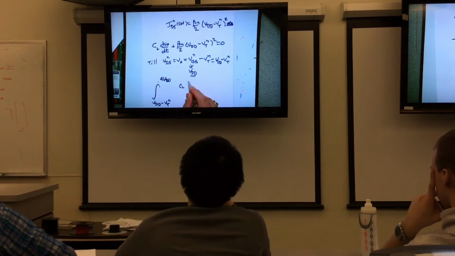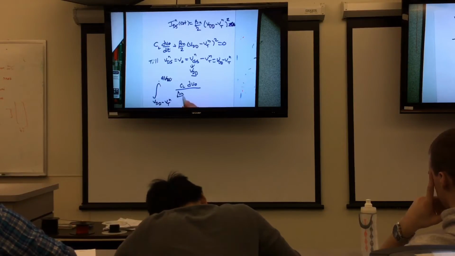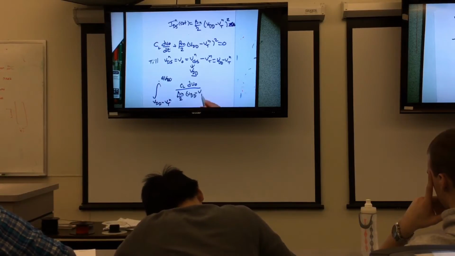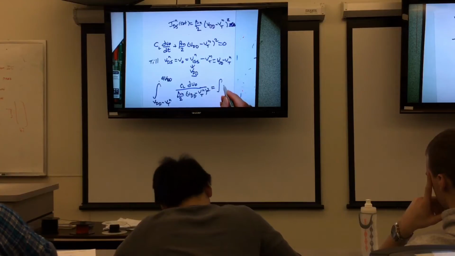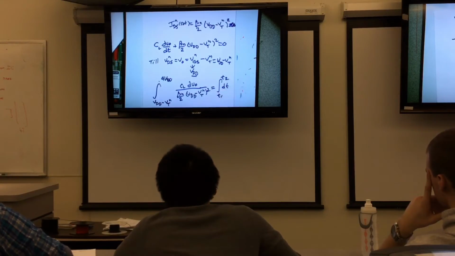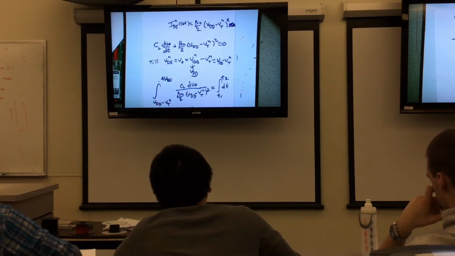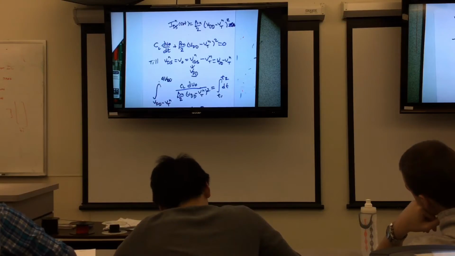then C sub L dV out divided by beta n over 2 times VDD minus V threshold n all squared is going to be equal to the integral from T1 to T2, where T2 equals tau fall 1. This is in the sat region.